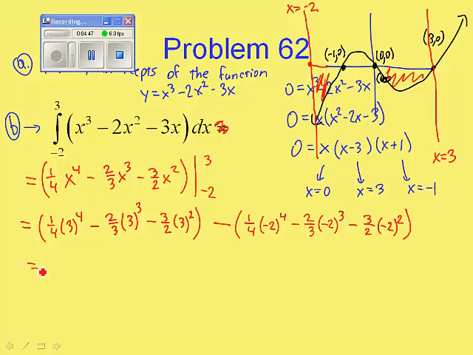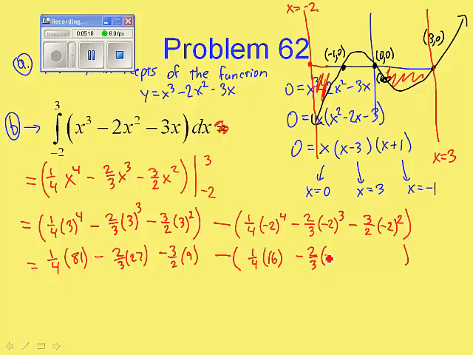All right, let's see where we're at. 1/4, 3 to the 4th power is 81, minus 2/3 of 27, minus 3/2 of 9. Okay, now here you have to watch your negative signs, right? I like to personally leave this thing in parentheses for a while. So -2 to the 4th power would be 16. Minus 2/3. What about -2 to the 3rd power? That's your -8. Minus 3/2. And this is +4. Okay.